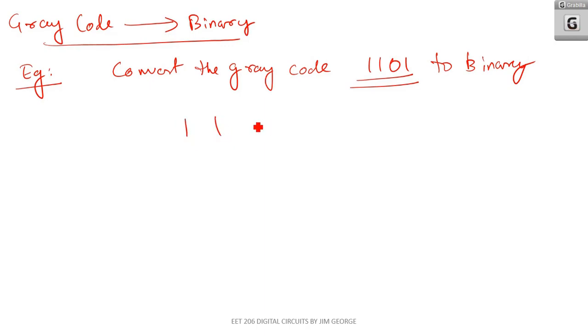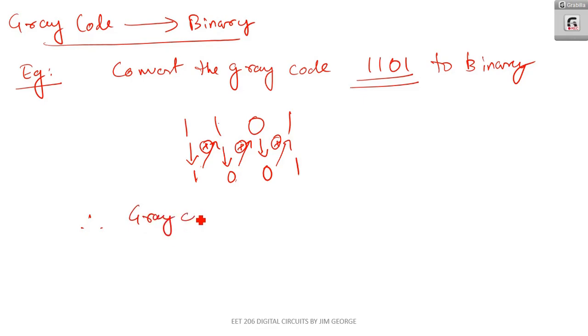So 1101. What you can do is write 1, 1. Then this 1 is XORed with this 1. What is 1 XOR 1? 1 XOR 1 is 0. Next one, 0 XOR 0 is 0. Again, 0 XOR 1 is 1. Therefore, if the gray code is 1101, then the corresponding binary code is 1001 to the base 2.